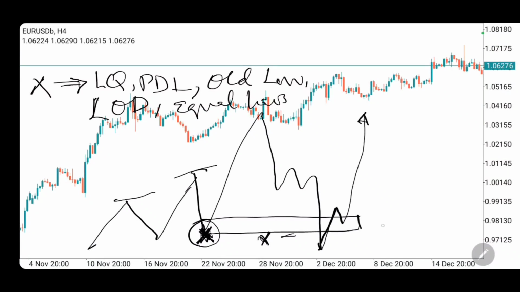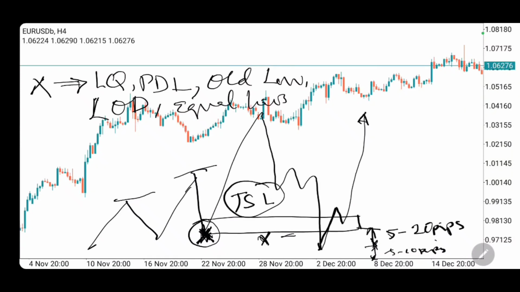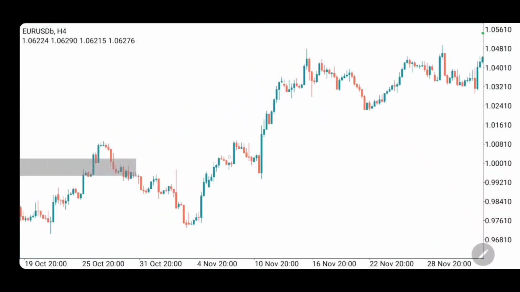And we have said that the distance of this liquidity sweep is usually 5 to 20 pips. I'm going to show you right now in the chart in a while, just stay with me, please. Your stop loss will be somewhere around here, maybe 5 to 10 pips. So this is the scenario of the turtle soup long. All right, so now let us go right into the chart.